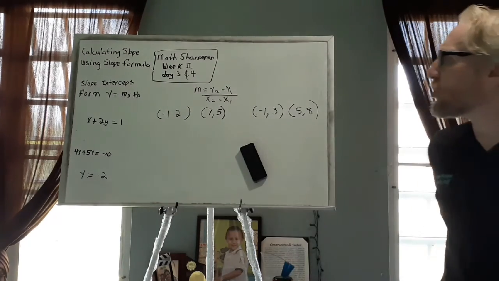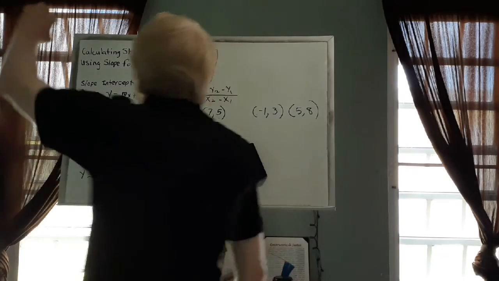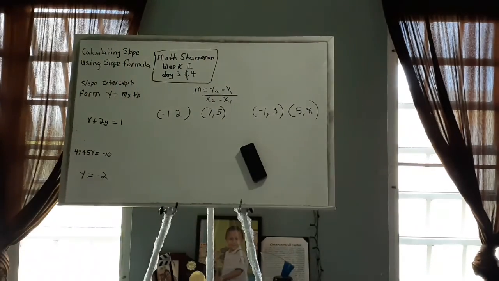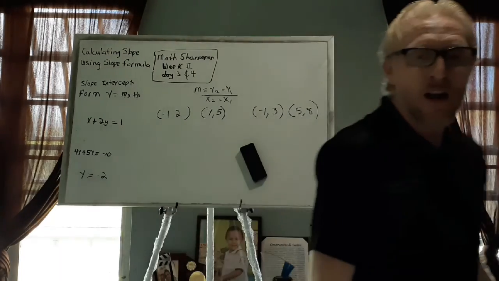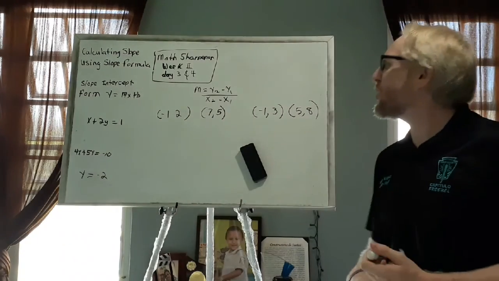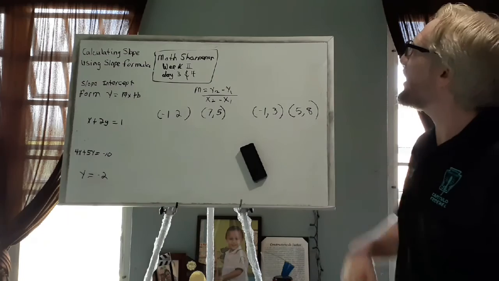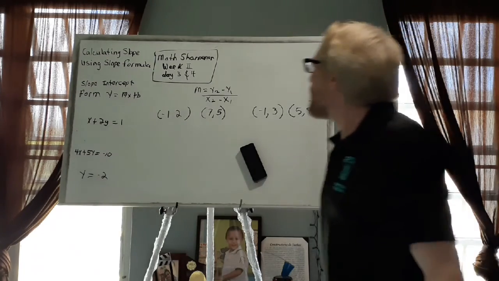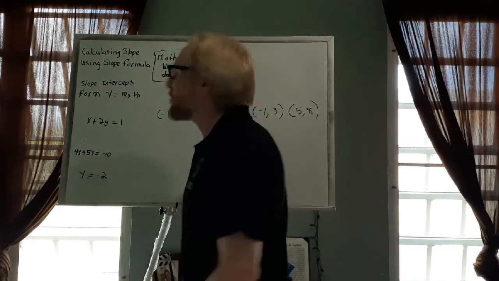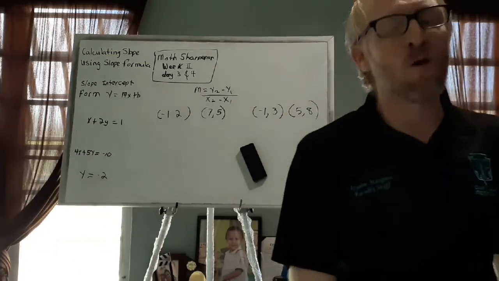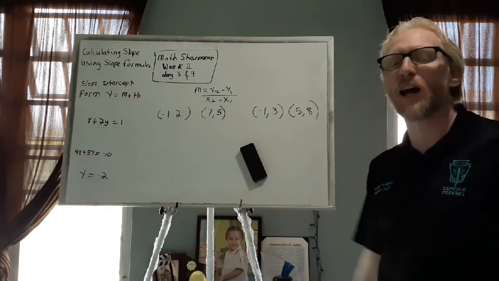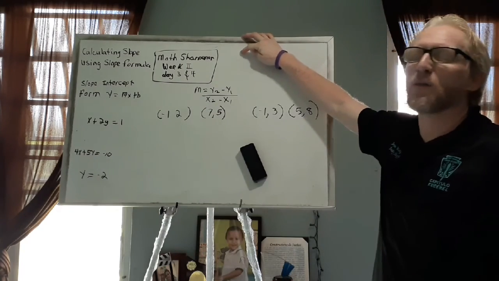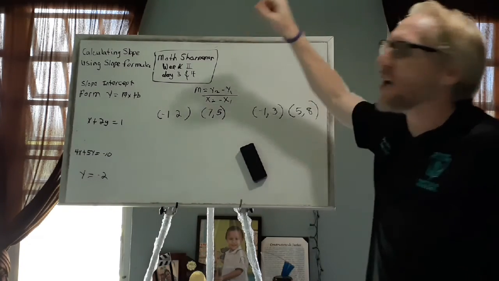And today we're actually going to be talking about calculating slope using slope formulas and then using the slope-intercept formula. At the end of this video, you're going to go to your math sharpener and answer week 2, day 3 and 4. Let me explain that again. Once you're done watching this video and you've reviewed these examples, you're going to go to your math sharpeners and go to week 2, day 3 and day 4.